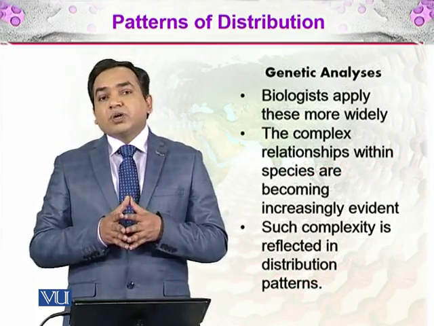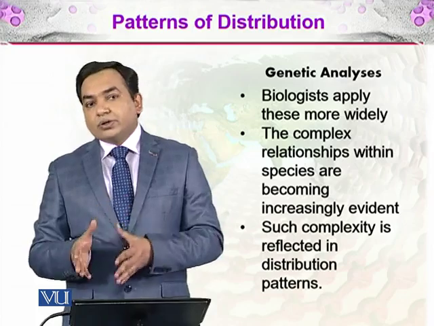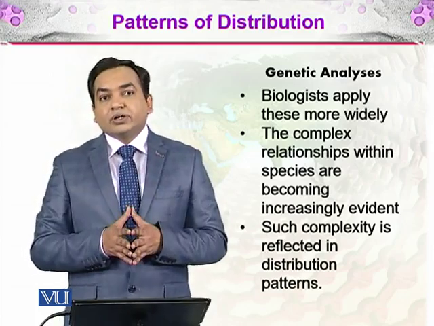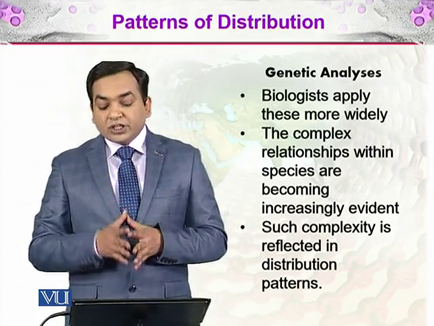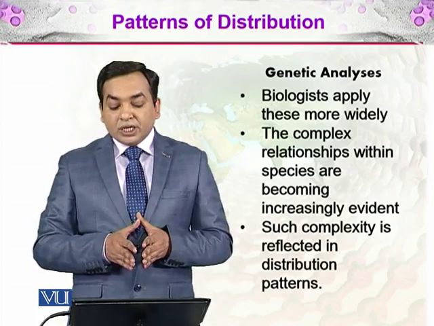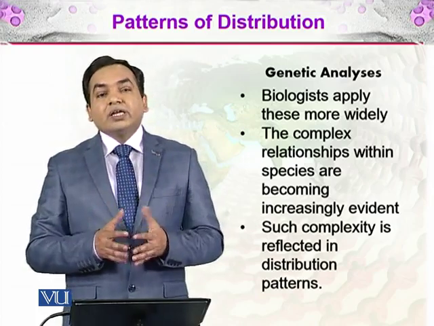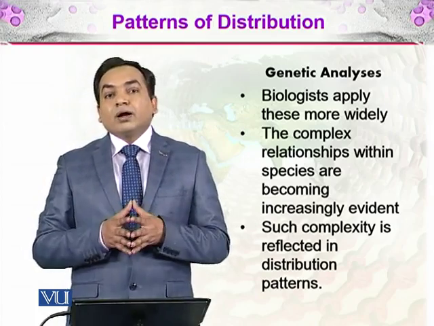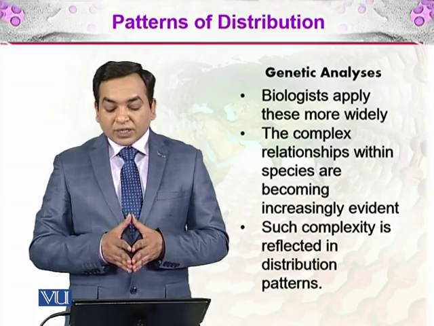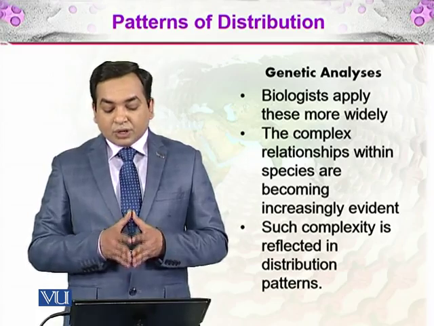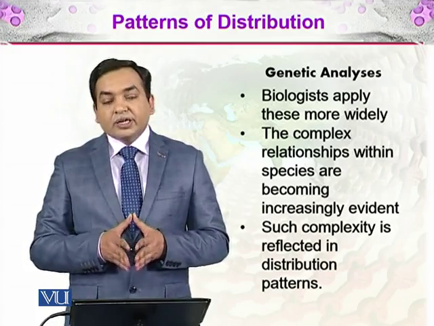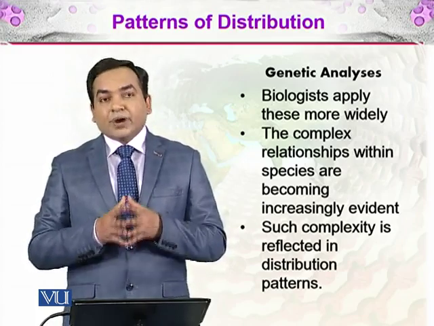How do we know that one species is different from another, or one subspecies from another, despite their different distribution patterns? We do genetic analysis. Biologists apply genetic analysis, and this more widely explains how species distribution takes place. The complex relationships within species are becoming increasingly evident, and such complexity is reflected in the distribution patterns.